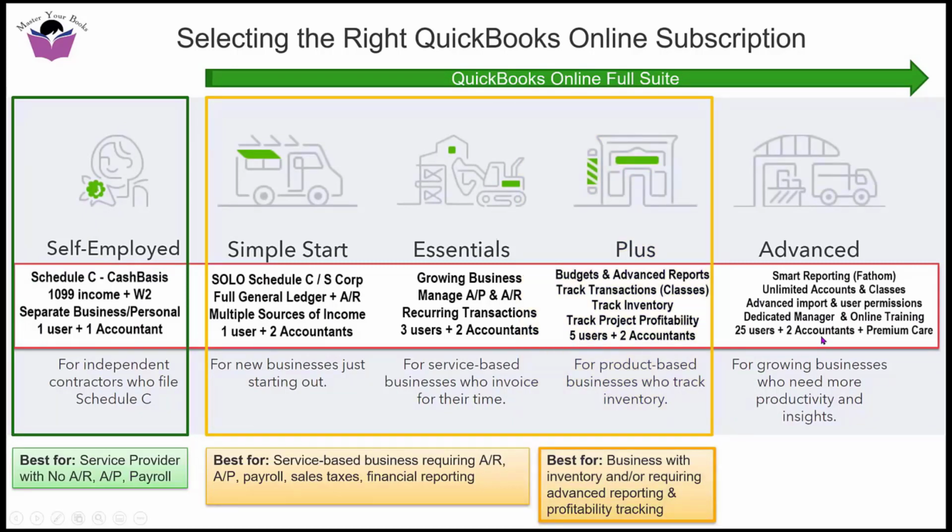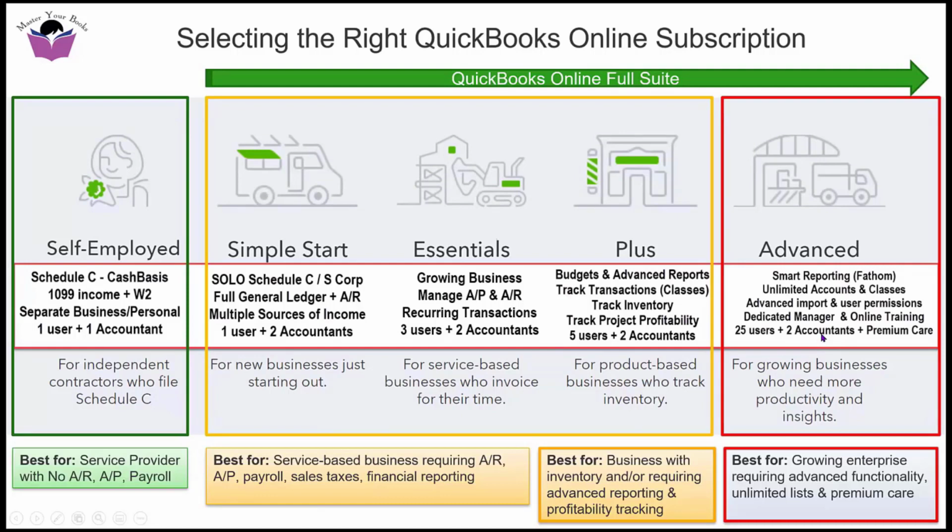And then you have Advanced. Essentially, Advanced is the enterprise level of QuickBooks Online. It's for that growing business that needs several users. You can see here you have up to 25 users. You get premium care for QuickBooks Online. You get a dedicated manager. But of course, with all of these great white glove services, you're going to pay more for that.